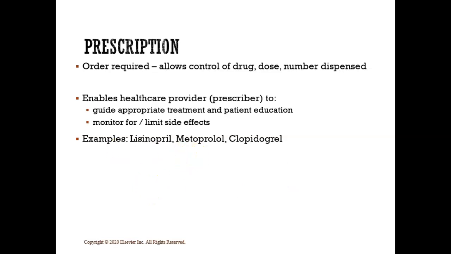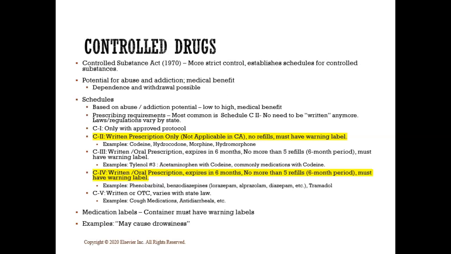Within prescriptions, we have our controlled drugs. As mentioned earlier, with the Controlled Substance Act of 1970, they became more strict when it comes to controlling the controlled medication, and they established schedules for controlled substances depending on their effect or addictive properties. These controlled medications have a potential for abuse and addiction, although they do have medical benefits. Sometimes dependence can happen, so patients can become dependent, and when you take them off of it, withdrawals from the medication can happen.